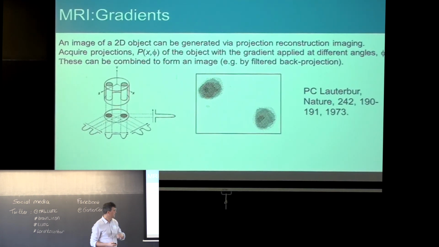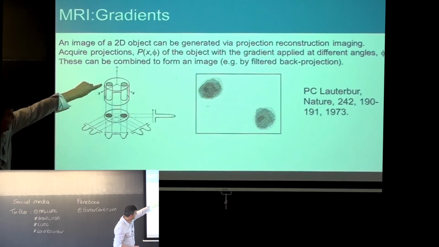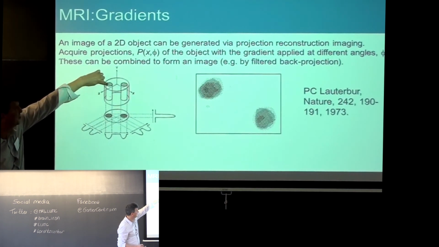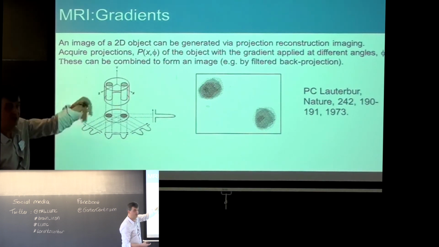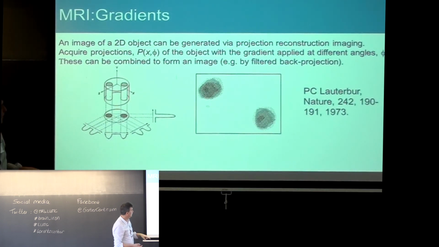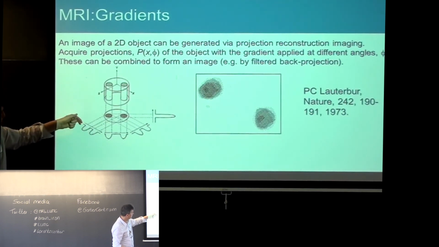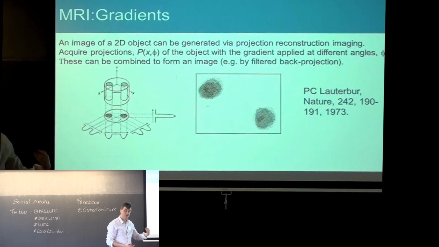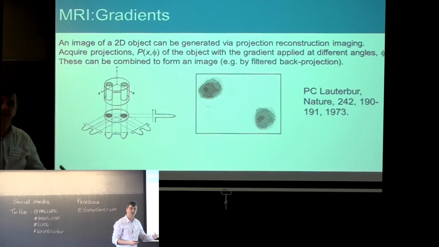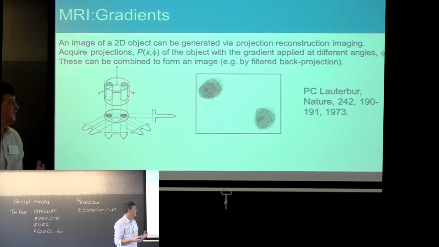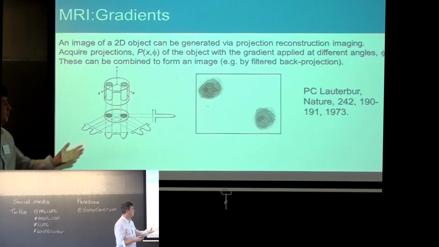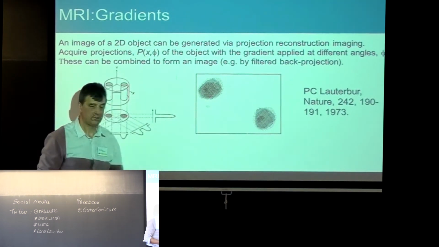So, like viewing his object, which was a very simple one with 2 tubes of water inside a holder made of material that didn't generate any signal, by applying gradients at different directions he was able to measure projections of the object from different directions, and then you can combine those with a technique which was used at that time for CT, X-ray tomography. You can make an image like this.